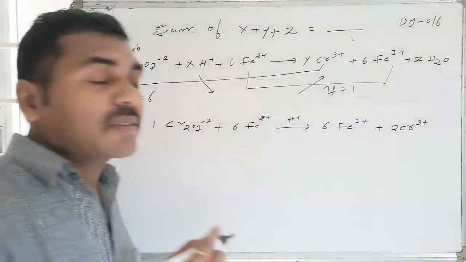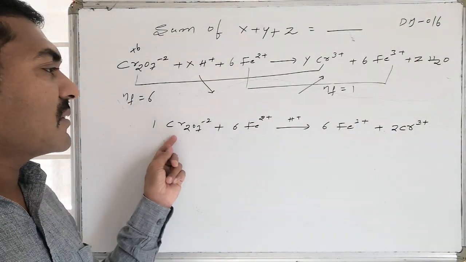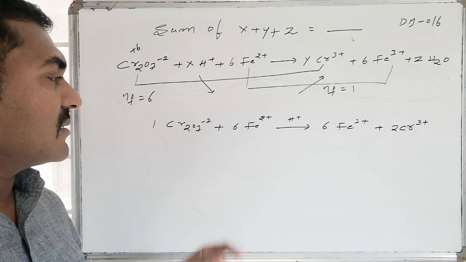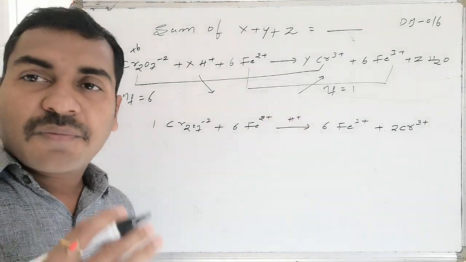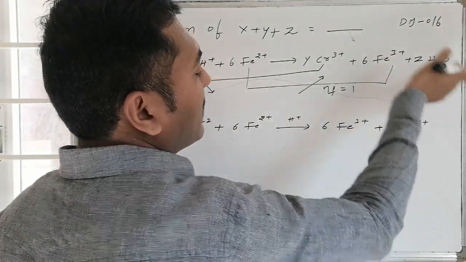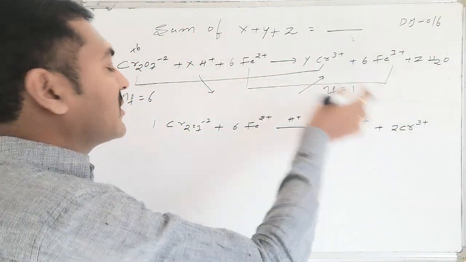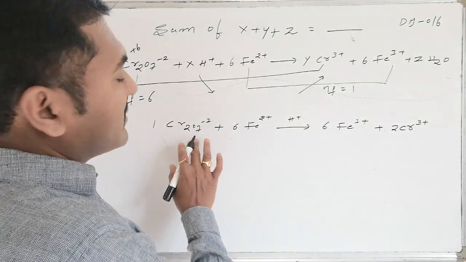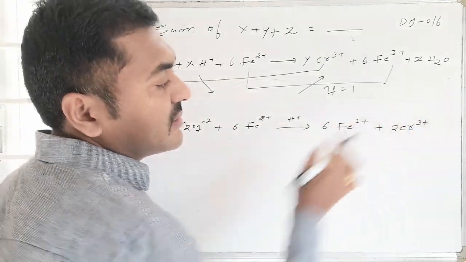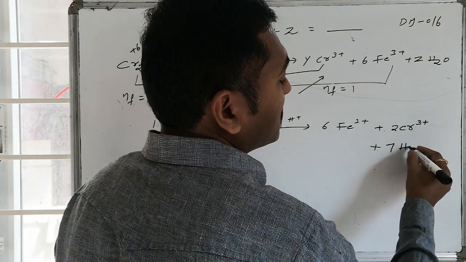This is balanced in terms of the active atoms, the active components: chromium is balanced, and in terms of iron also it is a balanced equation. Now, in order to balance the rest, the focus has to be given to oxygen. Here 7 oxygen atoms are there. On the other side there is no oxygen atom, hence we have to write 7H2O.